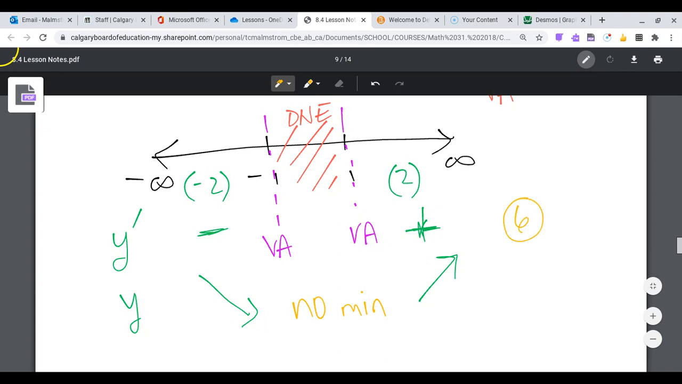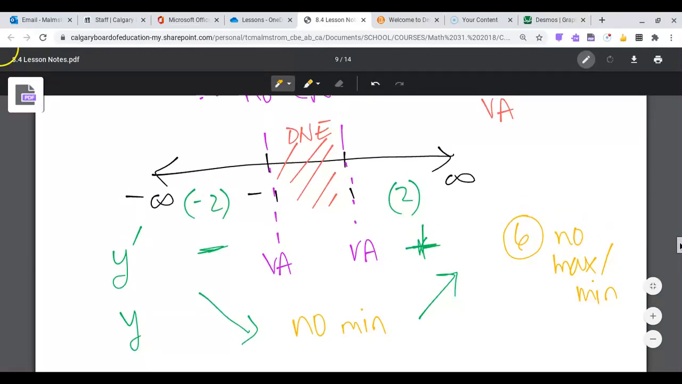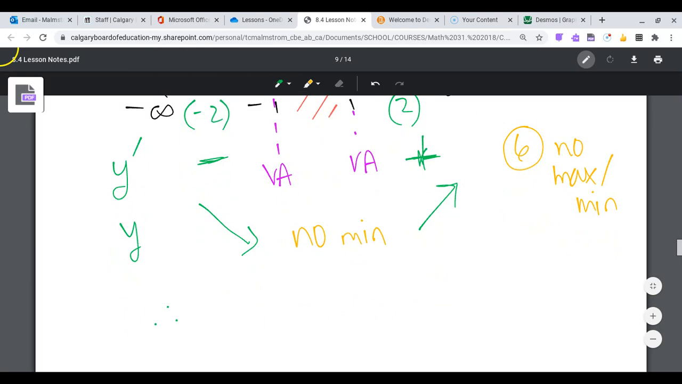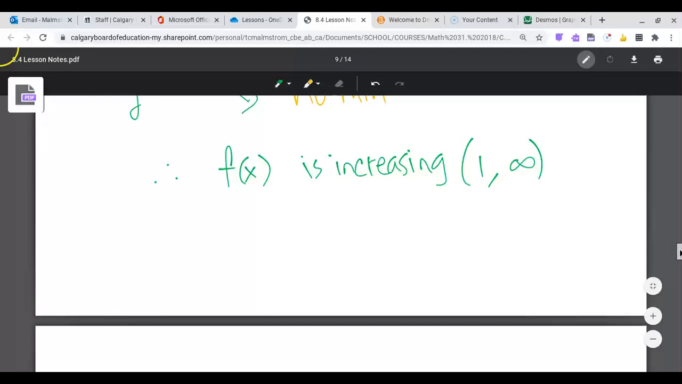So that makes step 6 easy. There's no max or min. We could be formal and talk about our proper intervals. So we could say, therefore, f of x is increasing from positive 1 to infinity and decreasing from negative infinity to negative 1.